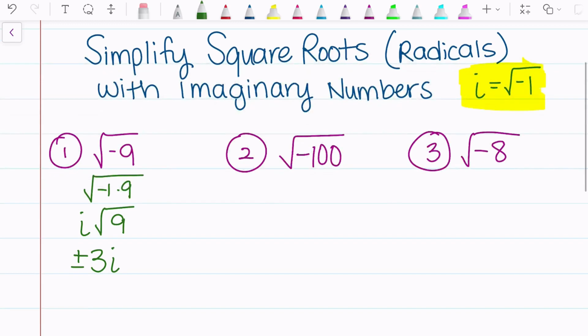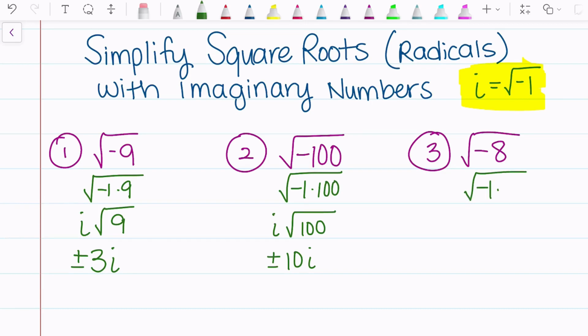All right, number 2, this would be -1 times 100, so I can square root -1, it is i. Now I have the square root of 100, and the square root of 100 is positive or -10. So I have positive or -10i. All right, number 3, you're getting the gist. You might even be able to skip this step of writing it out as -1 times 8. I know the square root of -1 is i, and I'm left with the square root of 8.